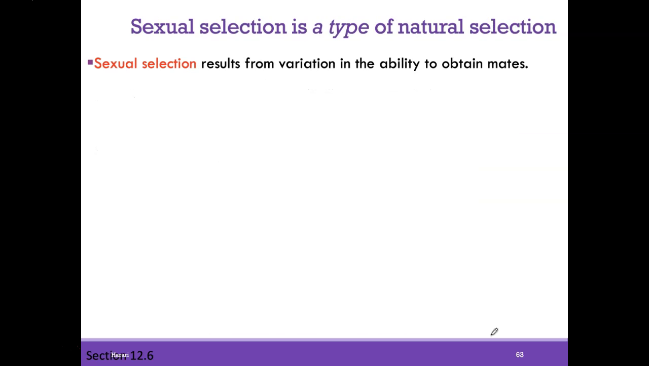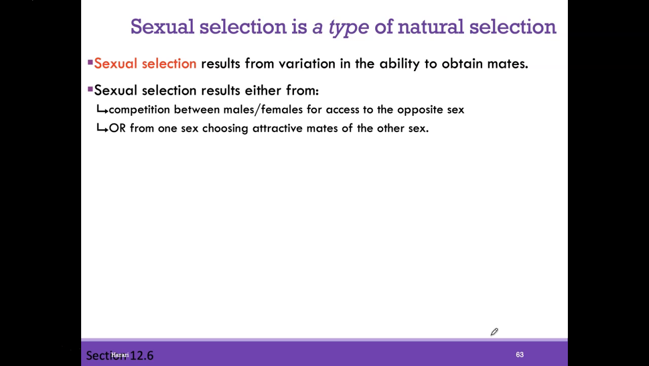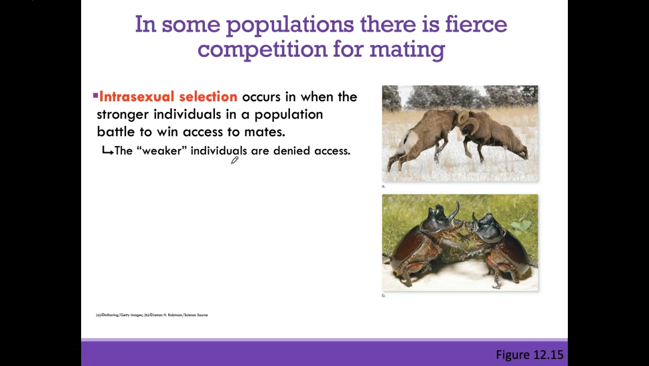Well, it turns out that sexual selection is a type of natural selection that results from the variation in the ability to obtain mates. And this occurs in two main forms. There's intrasexual selection and intersexual selection. So there could be competition between males and females for access to the opposite sex, or you can have one sex selecting the most attractive mate of the other sex. So we'll talk about both types of sexual selection.